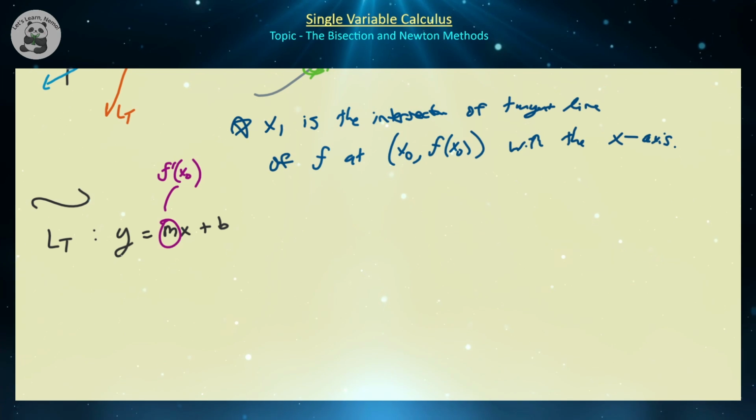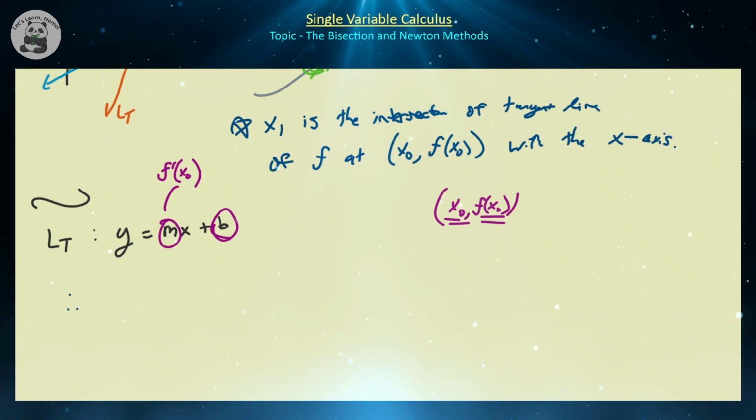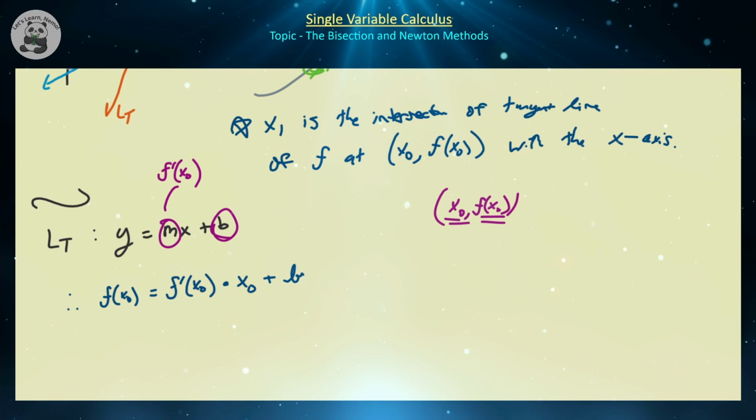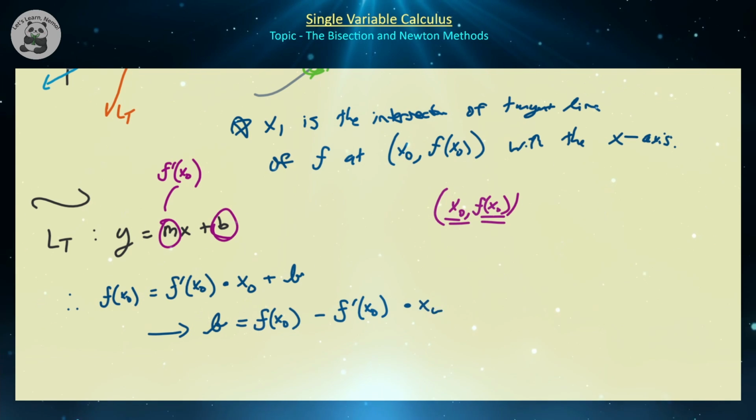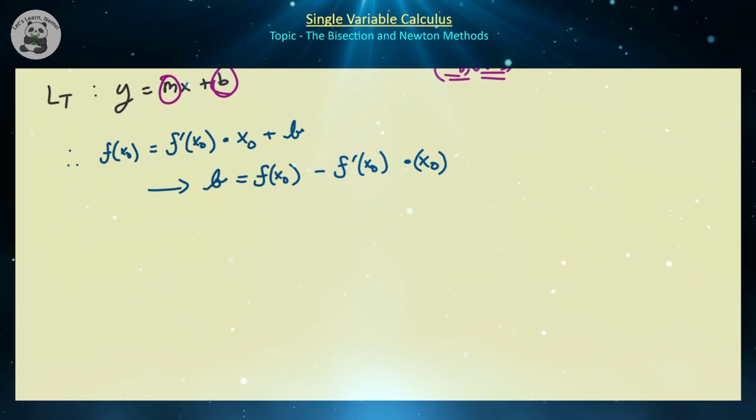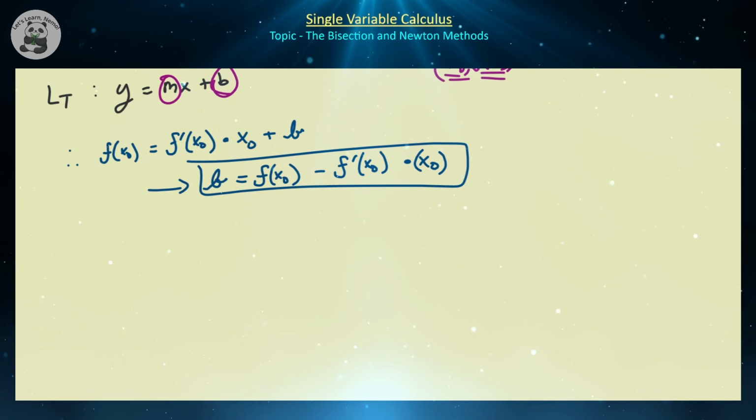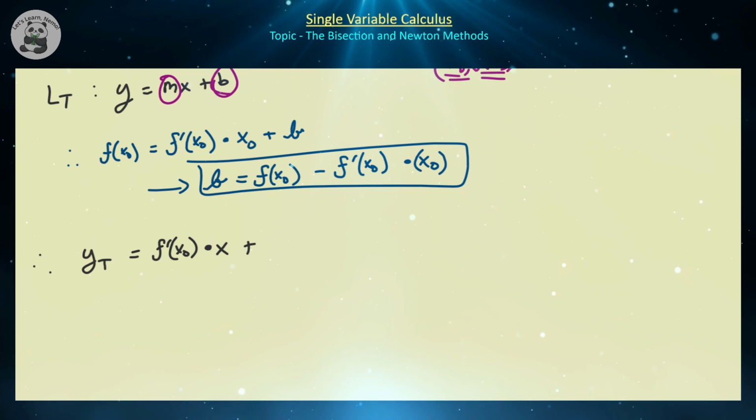And since we want the equation of the line at that point, x0, f of x0, that gives us an x and a y value to figure out what our b should be. So that means we have f of x0 is equal to f prime of x0 times x0 plus some number b, which we need to define, and we can easily solve that equation for b to be equal to f of x0 minus f prime of x0 times x0. Right? So once we have our b, then we have that our tangent line has the equation y_t is equal to mx plus b.